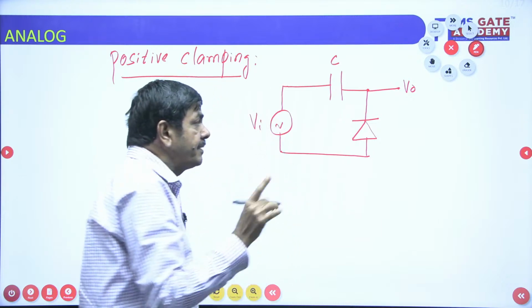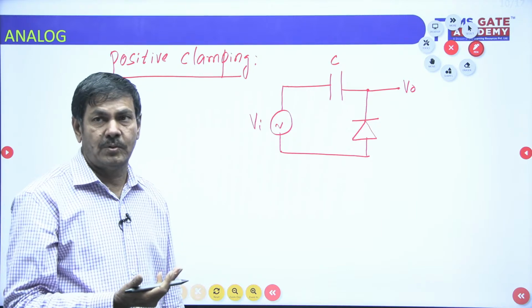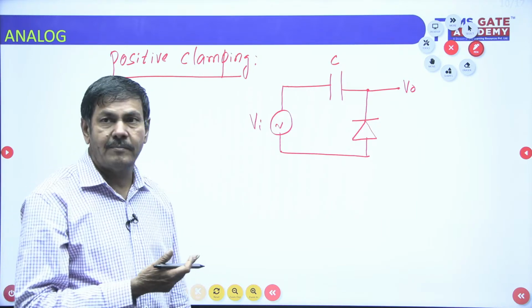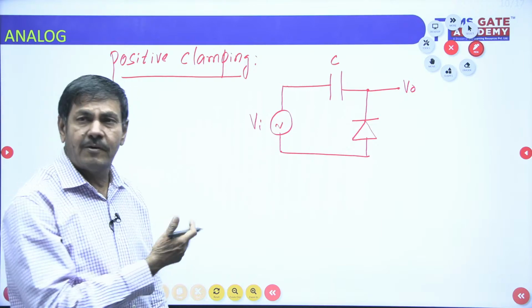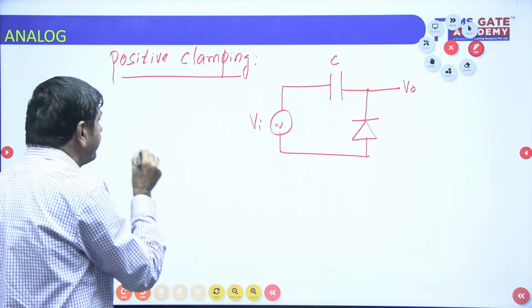That Vi I have taken as sinusoidal. Sir, is only sinusoidal applicable? No, you can use a square waveform, or any waveform you want, no problem. Clamping you will get it now. The Vi I want to take in this way.